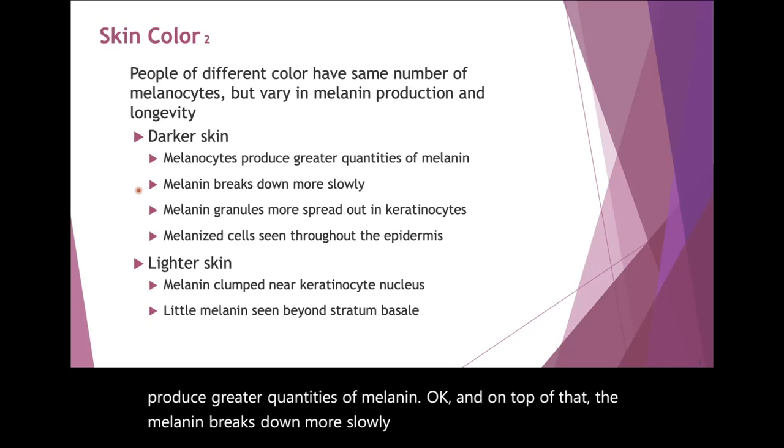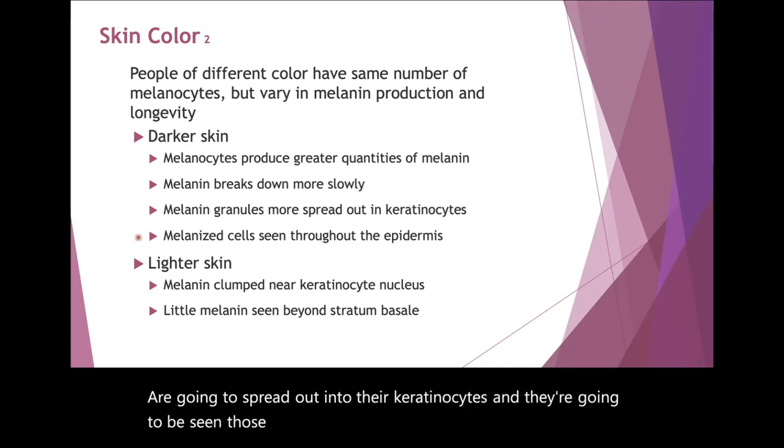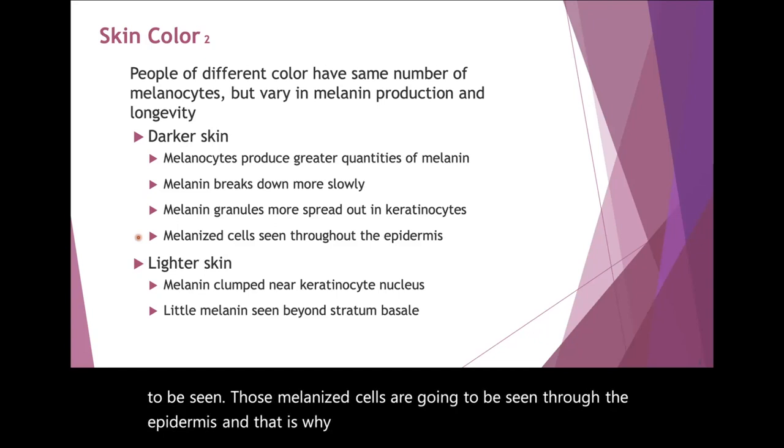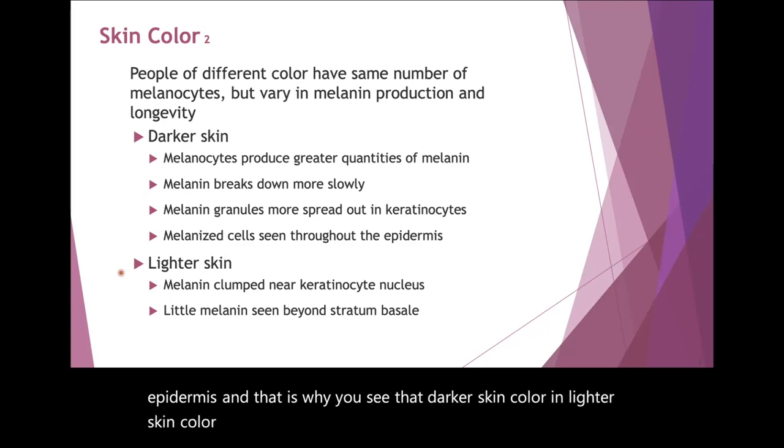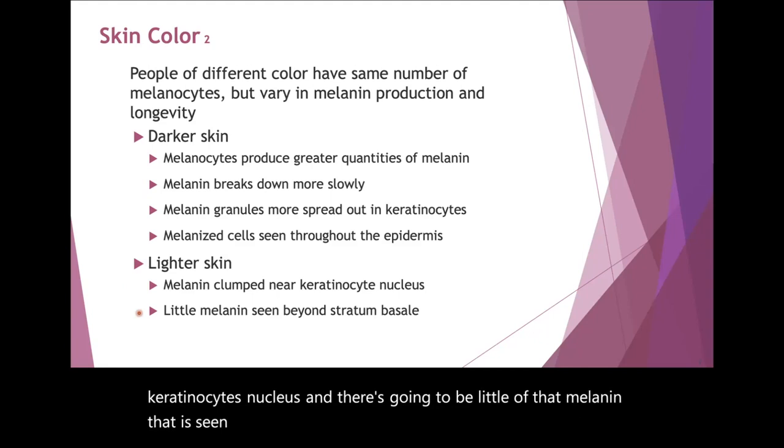Those melanin granules are going to spread out into their keratinocytes, and those melanized cells are going to be seen through the epidermis, and that is why you see that darker skin color. In lighter skin color, the melanin is going to be clumped near the keratinocyte's nucleus, and little of that melanin is seen beyond the stratum basale.